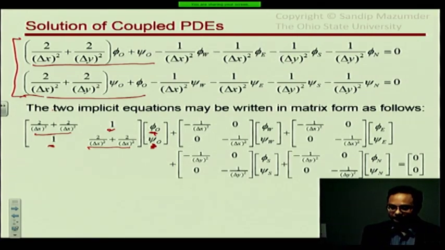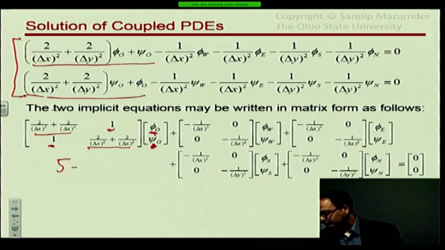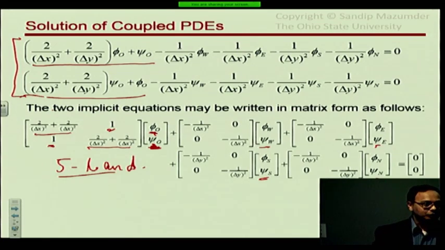Okay, so what do I have here? If you start thinking about it, this is still a 5-band equation. Why? Because I have north, west, east, south, north. But it's now a vector equation. It's not a scalar equation anymore.